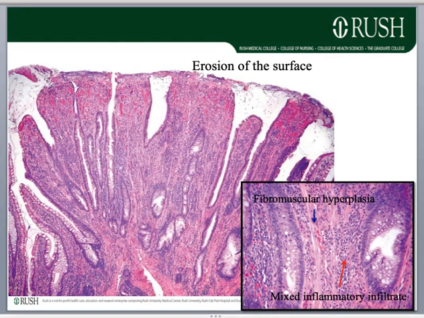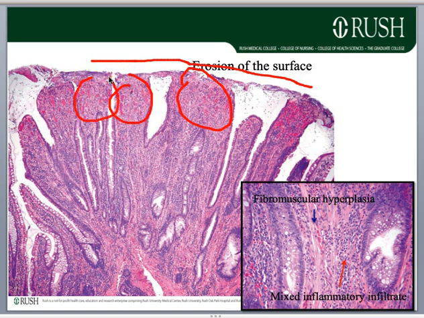So this image highlights these features. You see loss of the surface epithelium, what we call erosion. Notice that the stroma of the polyp, that is the tissue in between the glands, has this granulation tissue-like appearance with vascular proliferation. You can appreciate on higher power the mixed inflammatory infiltrate and the fibromuscular hyperplasia, as you see these fibromuscular bundles extending up between the elongated, that is hyperplastic, colonic crypts.